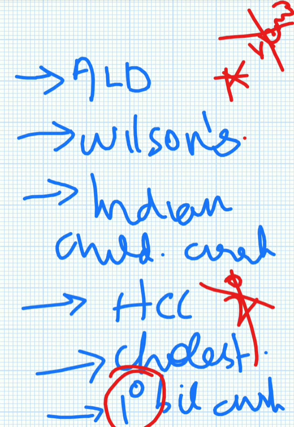So alcoholic liver disease, Wilson's disease, Indian childhood cirrhosis, hepatocellular carcinoma, cholestatic disorders, and primary biliary cirrhosis: all these are the conditions where you get Mallory Denk bodies, and Councilman bodies are seen in viral hepatitis.